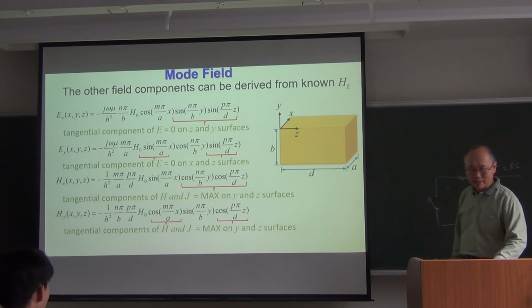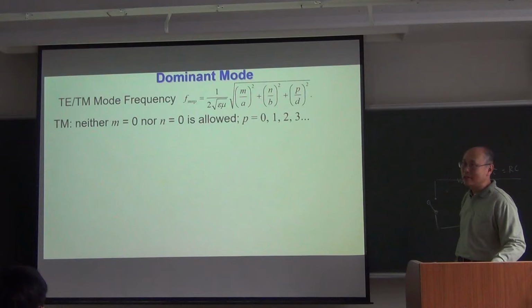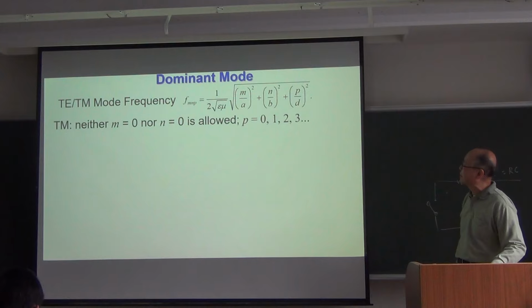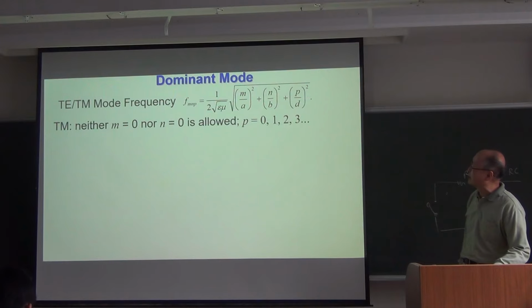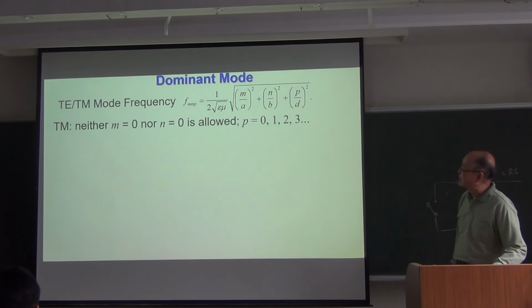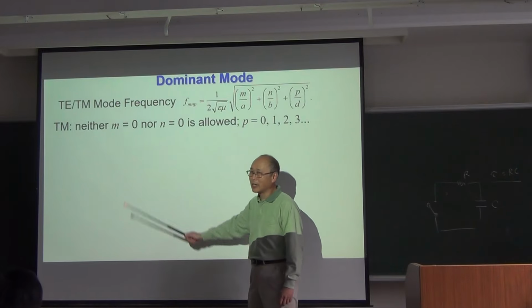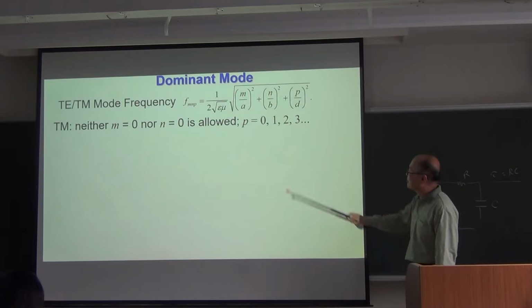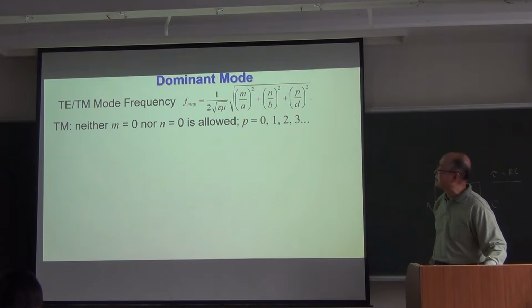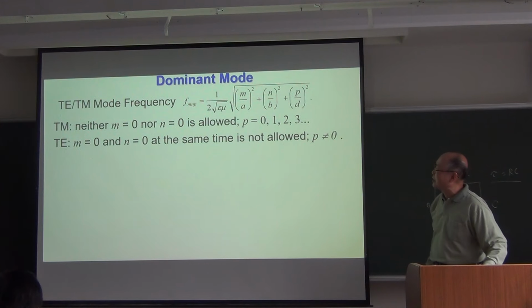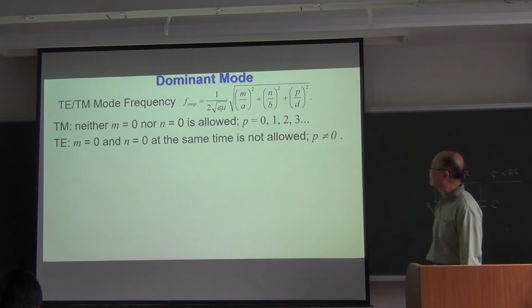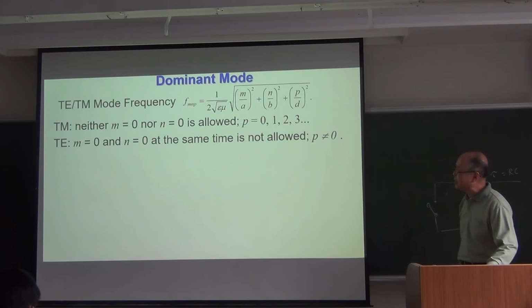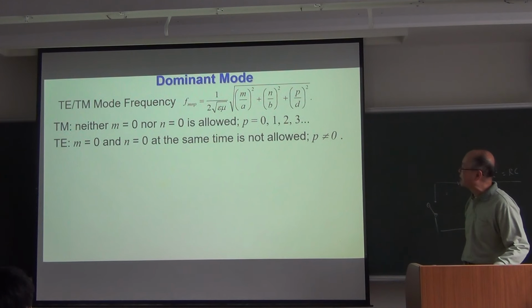Now it's time to discuss the dominant mode for a rectangular cavity. Because you will have TM and TE modes, both of them are in the cavity, okay? But the rule for TM mode is that you cannot have any of the m or n equal to 0, and p equal to 0 is allowed. So the dominant TM mode is going to be TM110 mode, okay? But for TE mode, you cannot have the m and n equal to 0 at the same time. But p, the minimum value for p has to be larger than or equal to 1.